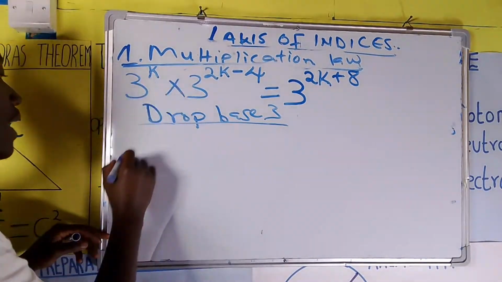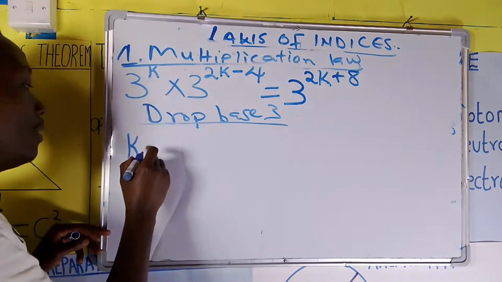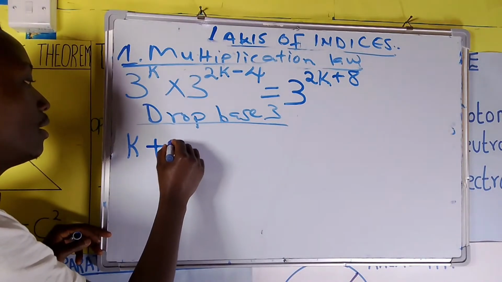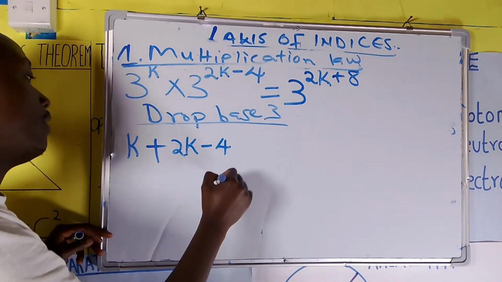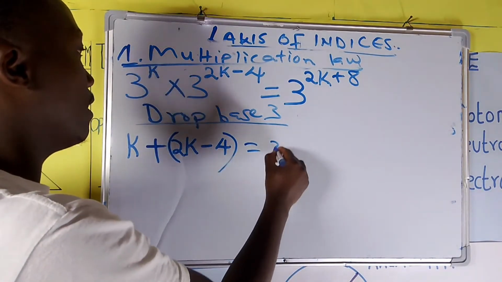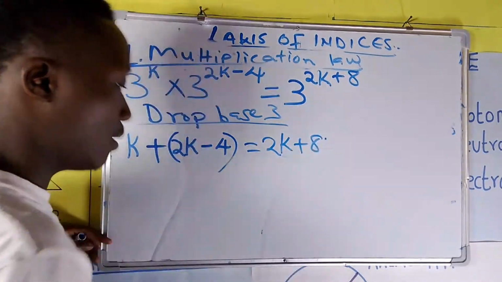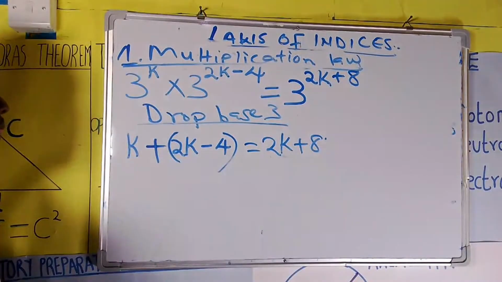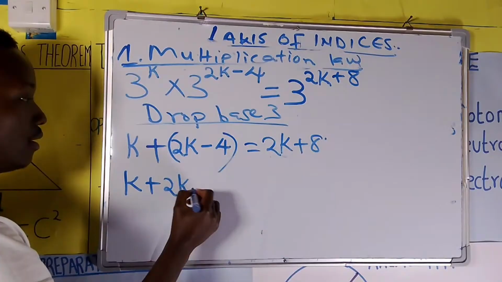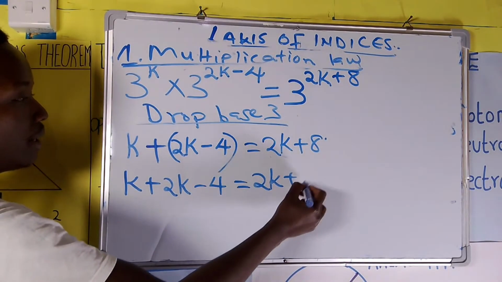So we will now take k. Because we have multiplication here, the power we will now add the powers, that is k plus 2k minus 4 is equal to 2k plus 8.